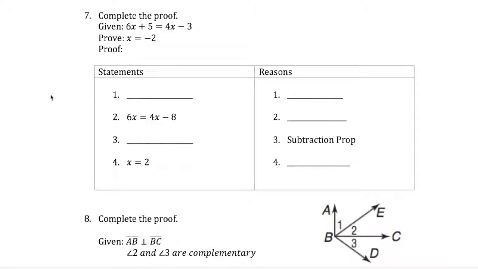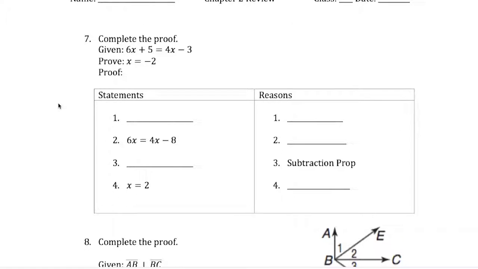And I think this is it. Yeah, this is it. Okay, so here, complete the proof. Actually, there's a typo here. This really should be not -2. This should be -4. Because the first step is always the given. So we get 6x plus 5 equals 4x minus 3. And that is given. Here we have 6x equals 4x minus 8. What happened was the 5 went away. So that is the subtraction property.